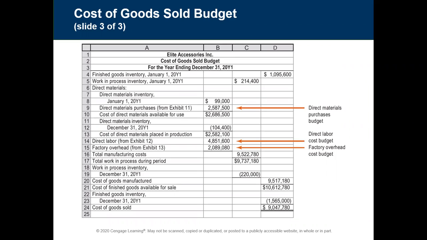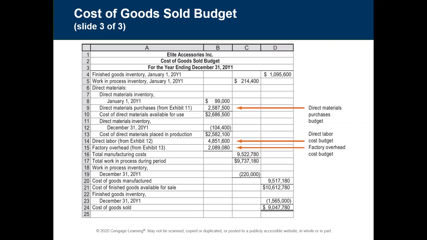All right. So now this starts to feel like, whoa, that's a lot. But here's our cost of goods sold budget. It starts with our finished goods inventory. Then we have our work in process inventory. We have our direct materials, what we have on hand, plus the direct materials purchases from the budget we just made. That gives us the cost of direct materials available for use, minus our ending direct materials, which gives us the cost of direct materials placed in production. Add our direct labor and our factory overhead, which gives us our total manufacturing costs.